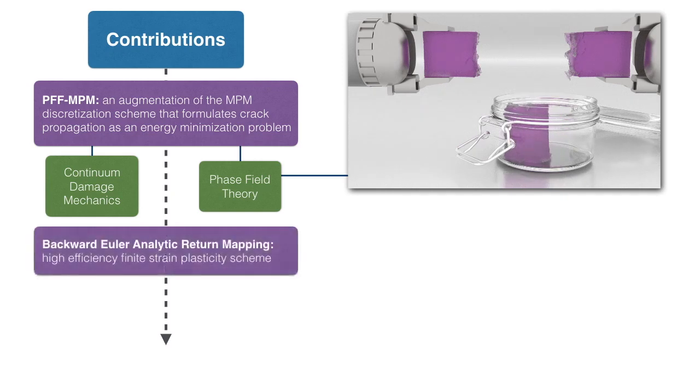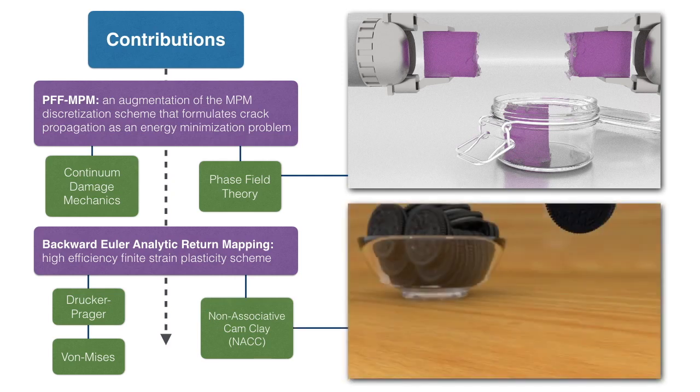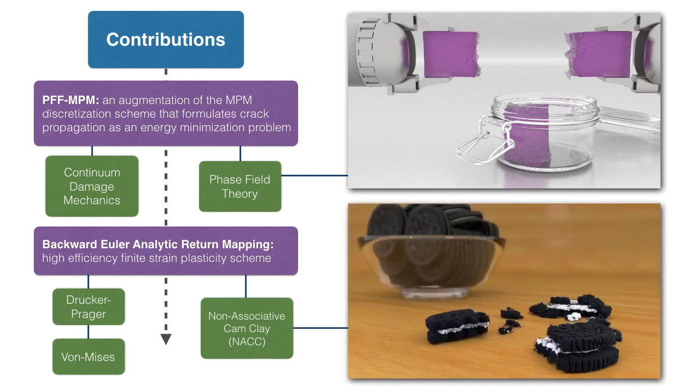For our second approach, we present a new plasticity scheme that supports highly efficient analytic return mapping for a wide variety of plasticity models. Through this framework, we introduce an easy-to-implement non-associative CAM clay model capable of simulating a breadth of fracture phenomena. Although PFF-MPM and NACC plasticity work well together, in this work we focus on exploring them separately and denote which method was used for each demo.